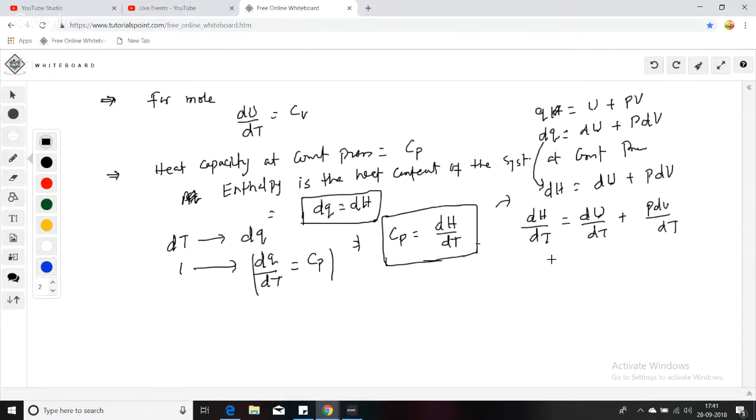So dH by dT is nothing but Cp, dU by dT is nothing but Cv, plus R. PdV by dT is nothing but R, the gas constant. So we get the formula Cp minus Cv equals R. This is the derivation, which is important for the board exam also. Cp minus Cv equals R.